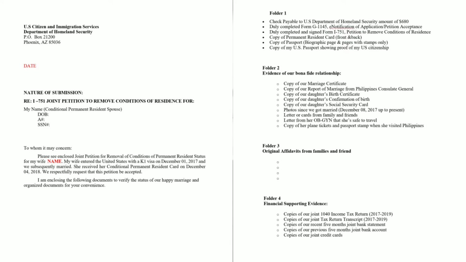So to whom it may concern, please see enclosed joint petition for removal of conditions of permanent resident status for my wife, my name, and my wife entered the United States with the K-1 visa on December 2017 and we subsequently married. She received her conditional permanent resident card in December of 2018. We respectfully request that this petition be accepted. I am enclosing the following documents to verify the status of our happy marriage and organized documents for your convenience.